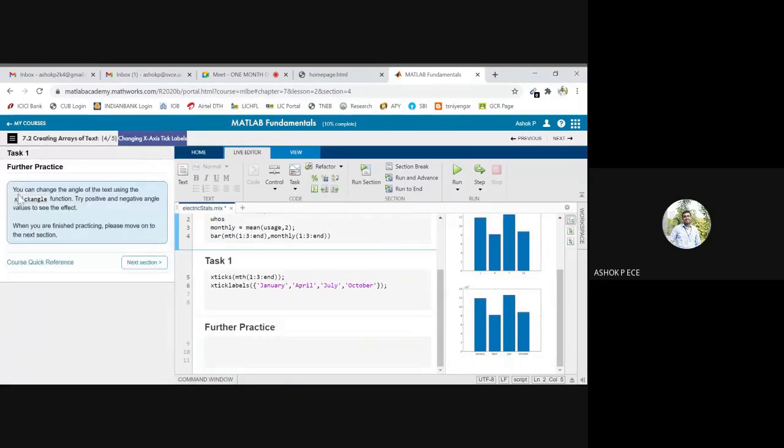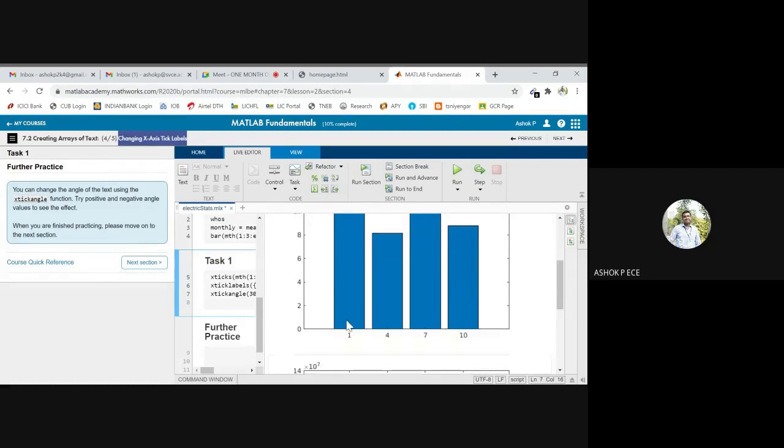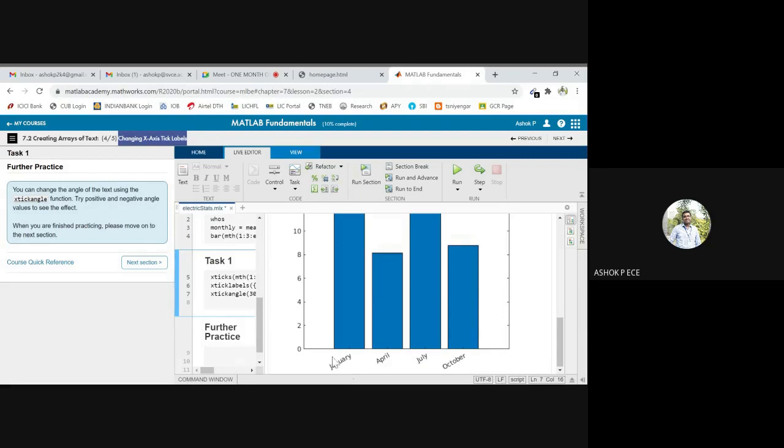Now see, you can change the angle of text using the xtext angle function. Try positive and negative values to see the effect. Maybe we'll try xtext angle of 30 degrees. We'll see what is going to happen. Able to understand the difference? The text is rotated by 30 degrees from the positive x-axis. You see, January, which usually will be here, is rotated by 30 degrees.